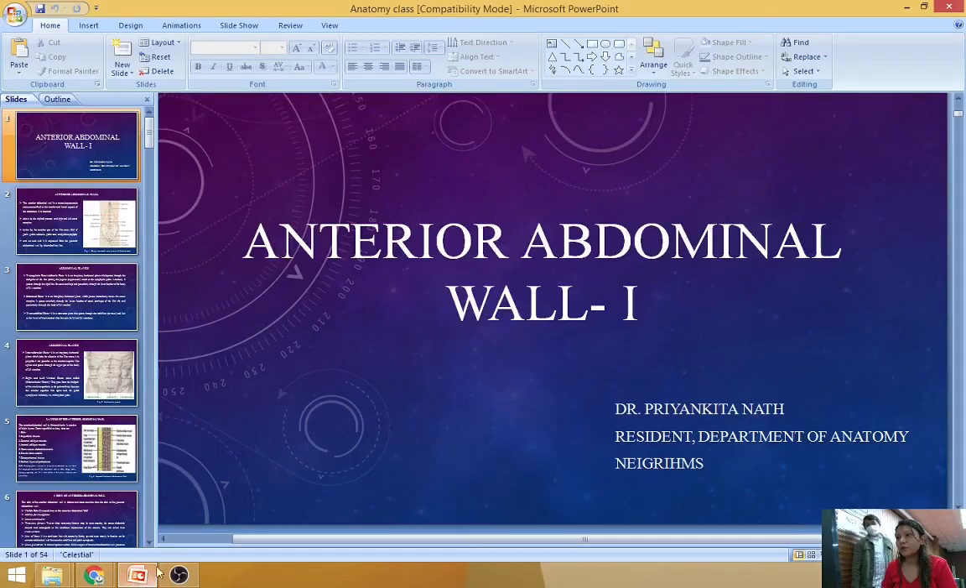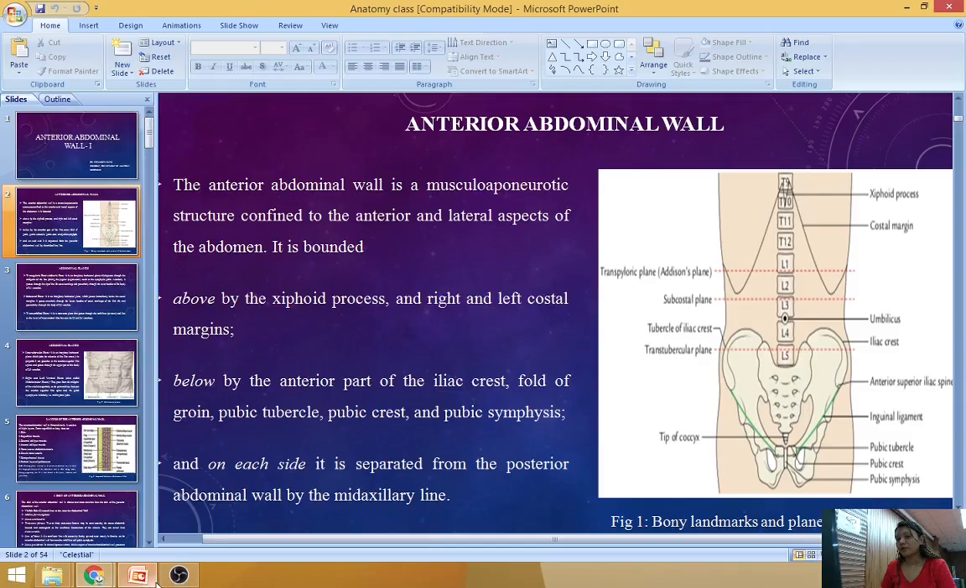Yes, ma'am. So today our topic is anterior abdominal wall part 1. The anterior abdominal wall is a musculoaponeurotic structure confined to the anterior and lateral aspect of the abdomen. The wall which is bounding the abdomen anteriorly is known as the anterior abdominal wall. When you say the anterior abdominal wall, you have to say the attachment.